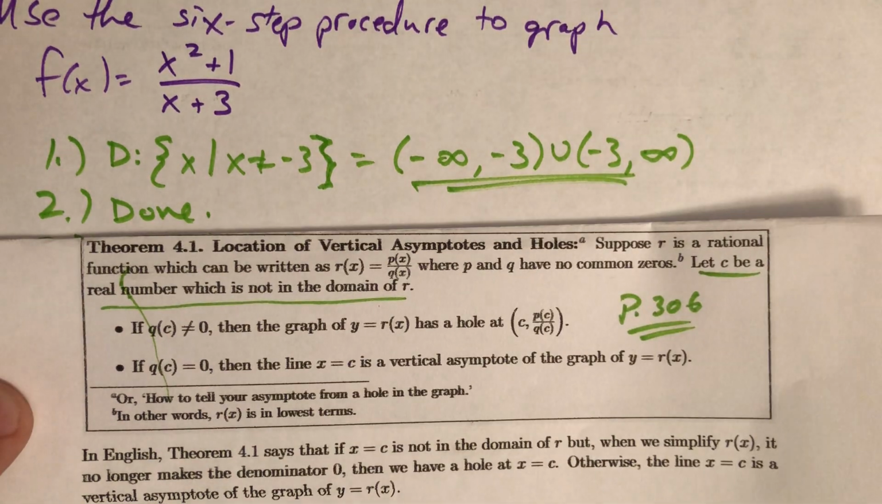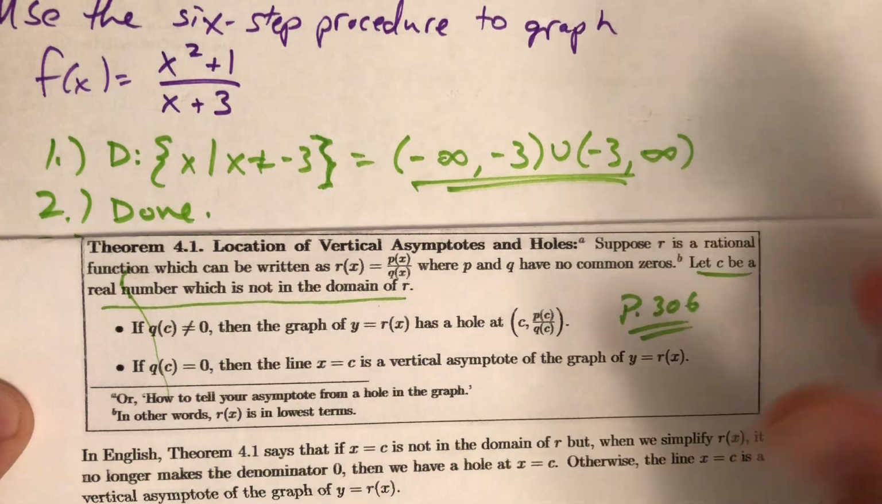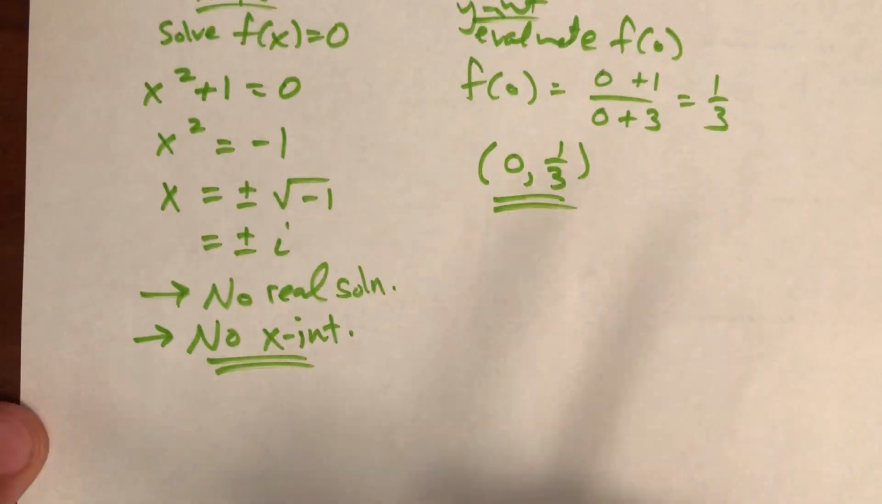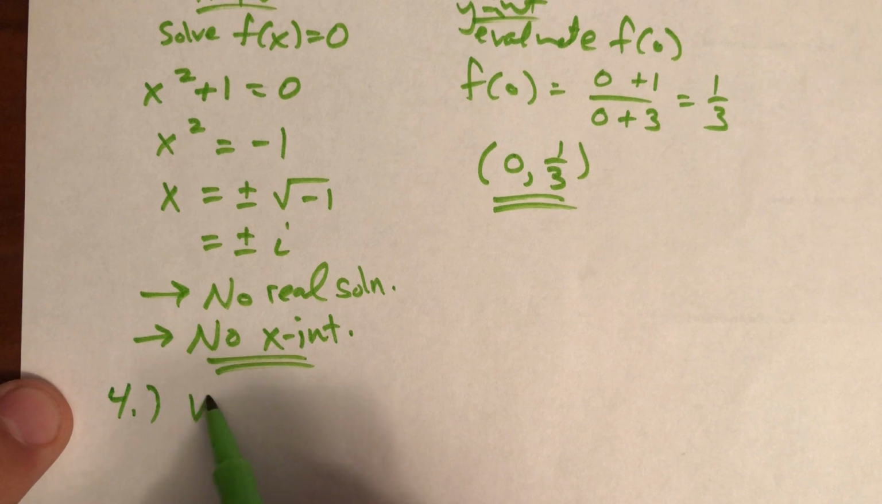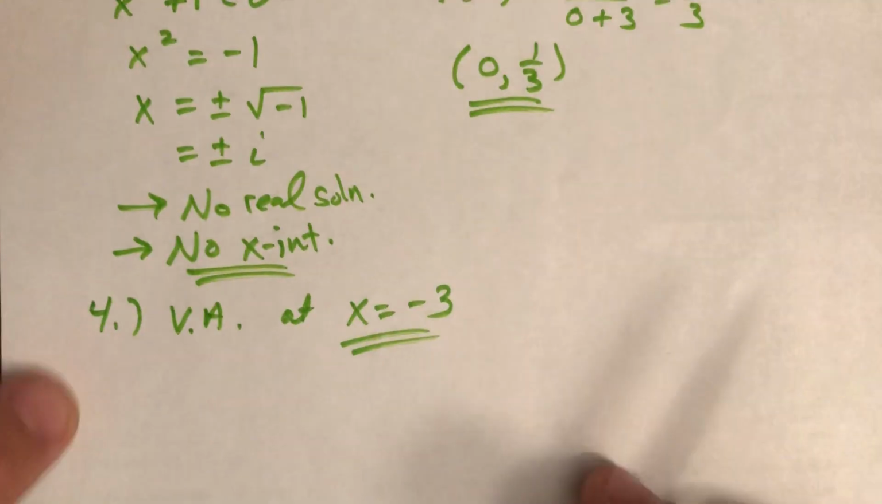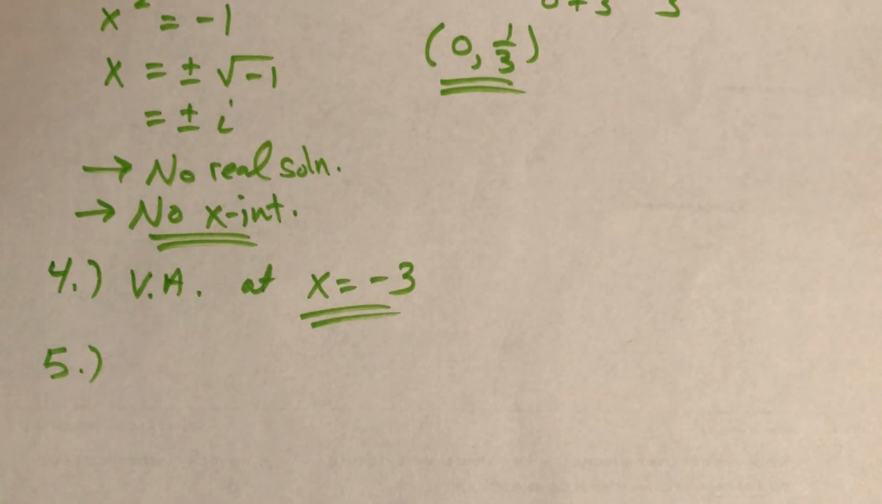Okay, anyway, we didn't have any of those canceled out. Our denominator is still 0 at x equal -3. So that means that we have a vertical asymptote. So 4, we have a vertical asymptote at x equal -3. Okay, so 5, we're going to determine end behavior.